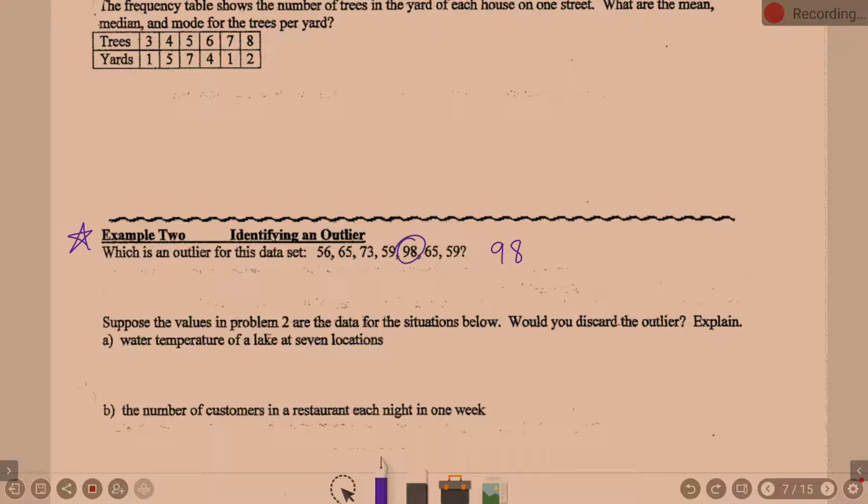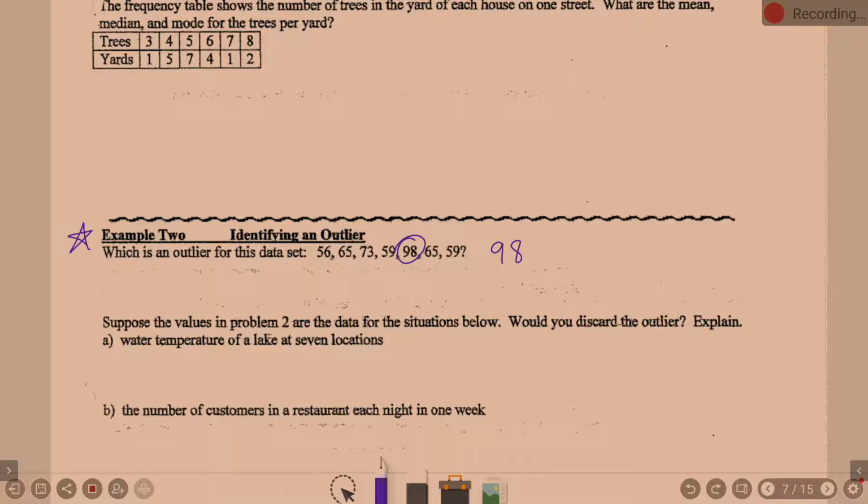Discard. Why? That would affect the rest of the data. Yeah, it's going to affect the rest of that. If we look at our average, our mean, isn't that going to pull the mean up? And what do you think? Is that outlier probably true? Probably not. Do you think you had in a lake all these 50s, 60s, a 70, and then a 98? I'm not saying it's not possible, but you've all been in lakes. They're not that warm, are they?